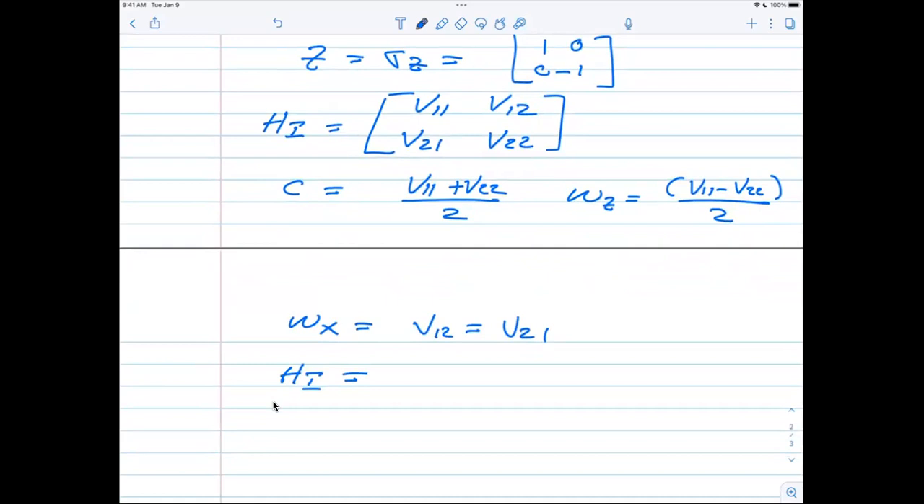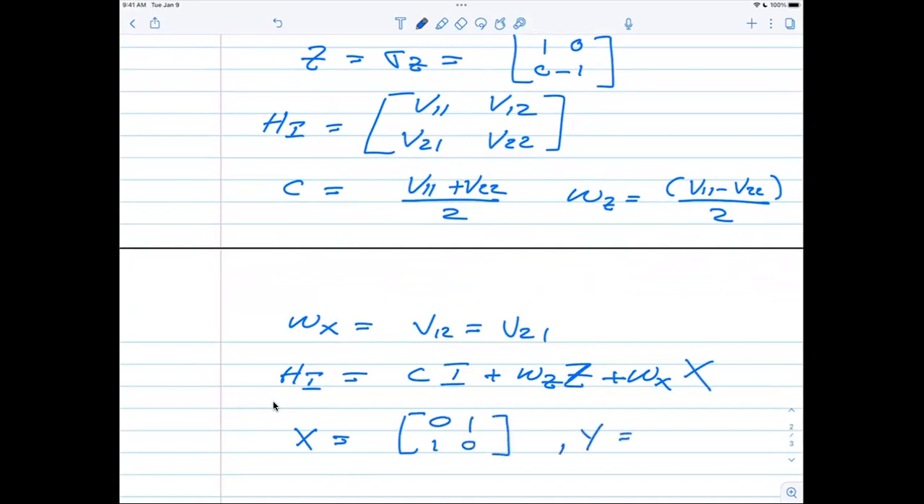And then I can rewrite this H in terms of the following matrices. I have this constant C times the identity matrix plus omega Z times the Pauli Z matrix, and then plus an omega X times the Pauli X matrix. And just to remind you quickly, X is simply given by 0, 1, 1, 0. We are not going to need the Y matrix in the first part, but I just listed it here for the sake of completeness. So this is minus i, and then 0 here.